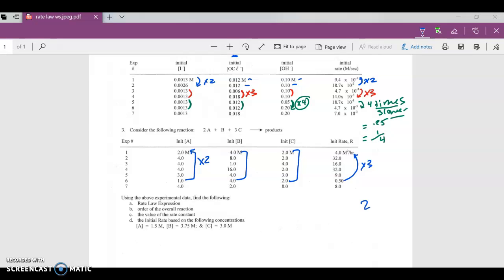Because I'm thinking to myself, 2 to the what equals, well, I want to do 4 divided by 0.5, so 8. So 2 to the 3, so this 8, this question mark is worth a 3. So if I'm doing my rate law expression, I'm doing rate equals k, A to the third.